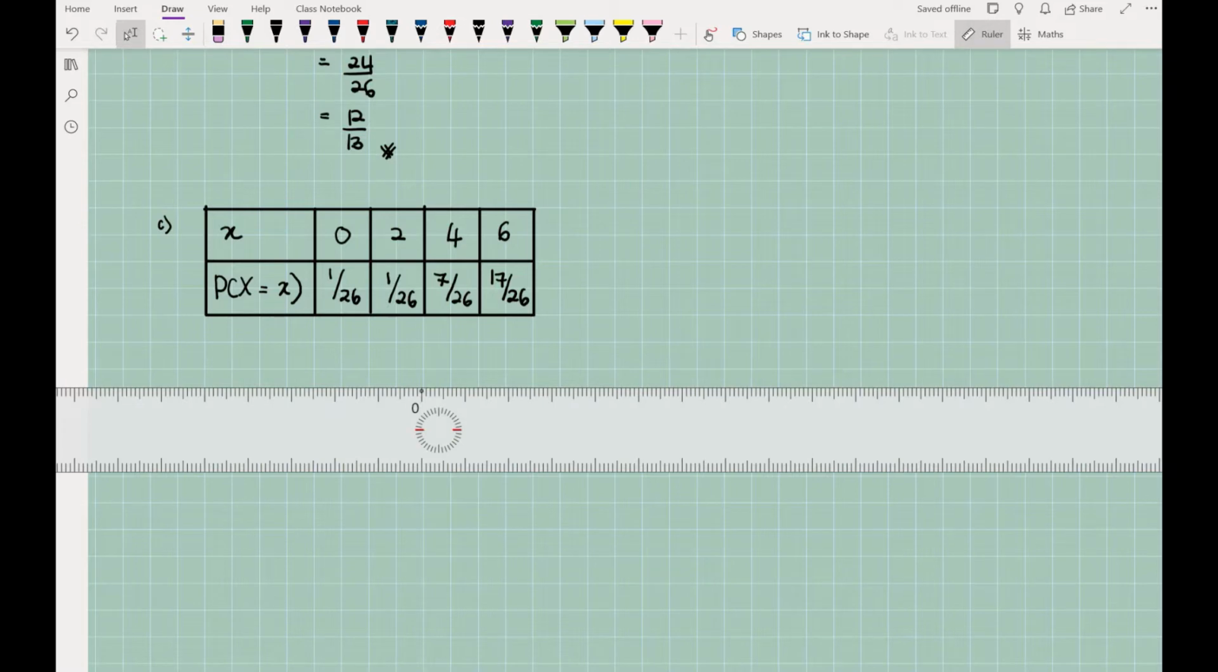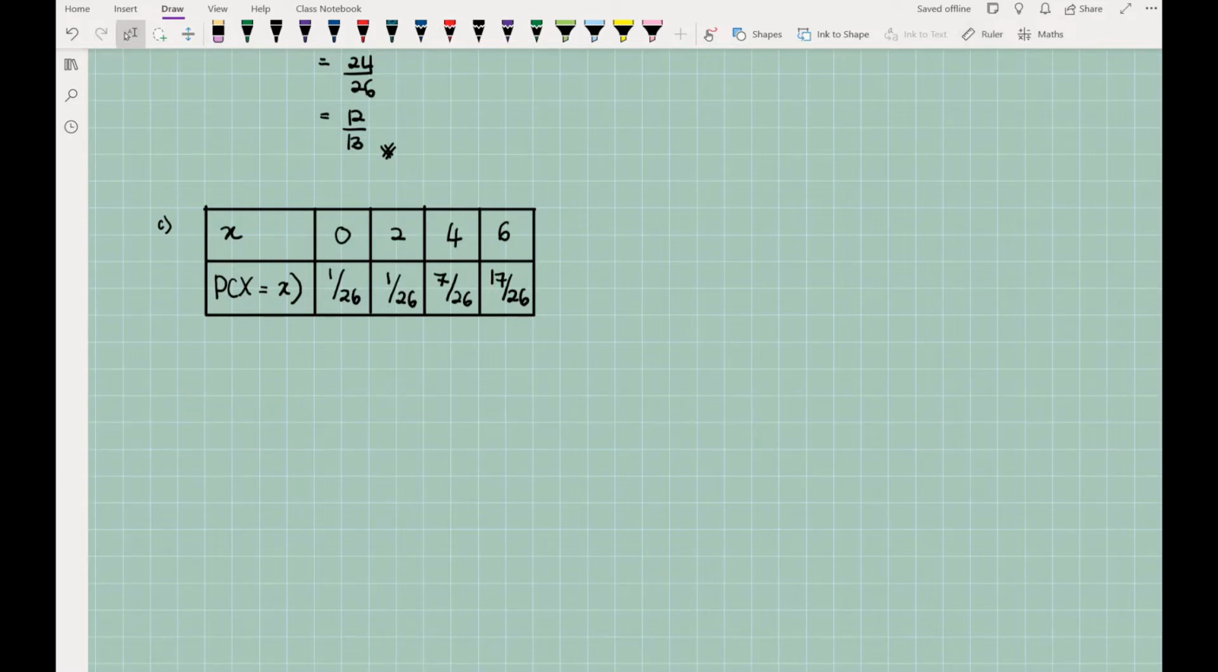So kalau dah buat table macam saya, then kita boleh buat apa? Kita boleh just tambah another row untuk expected value of x. So this is expectation of x. Nilai dia akan dapat daripada mana?